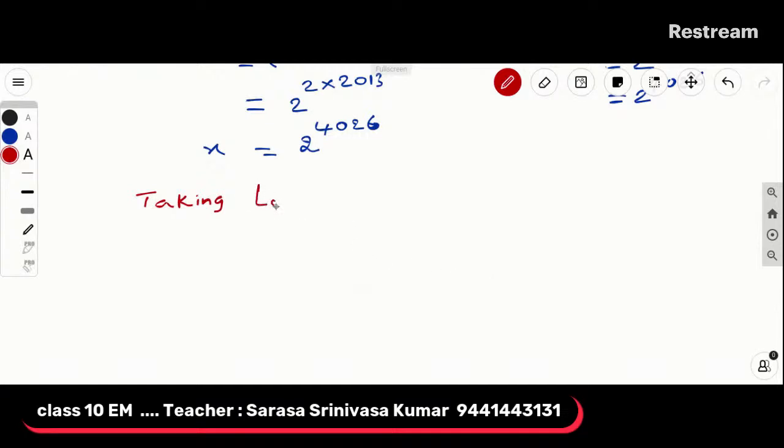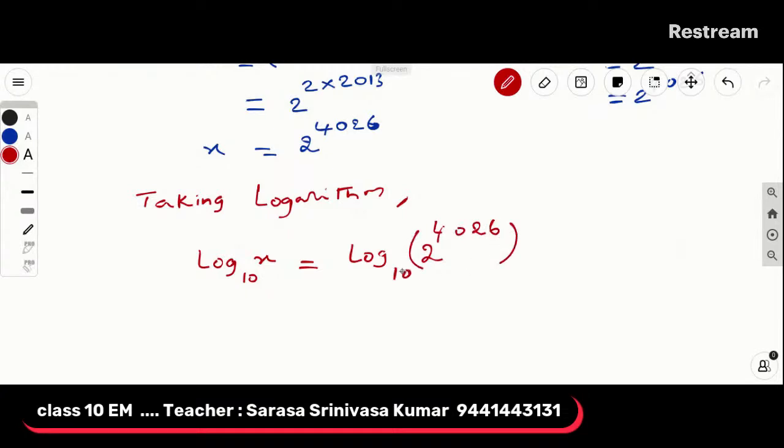Taking logarithm on both sides. Taking logarithm, so log x base 10 is equal to log of 2 to the power of 4026 to the base 10.